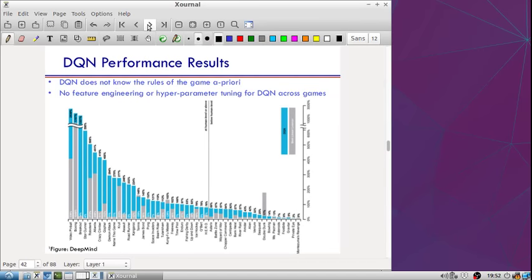This plot is not very readable, but basically this is a set of games. This plot is trying to show how well their agent is playing the game. Each index on the x-axis is a game.